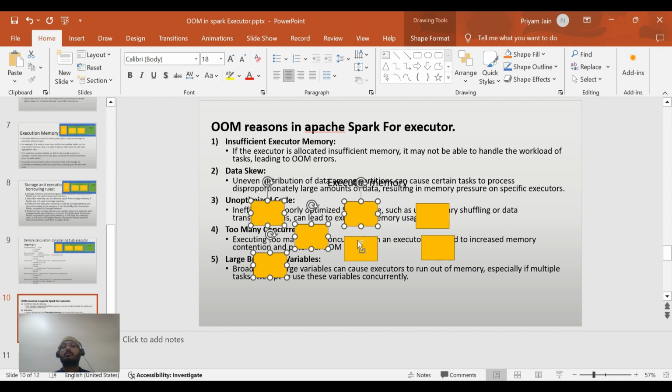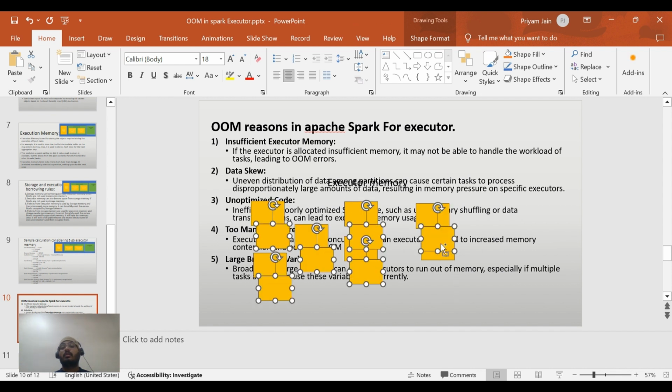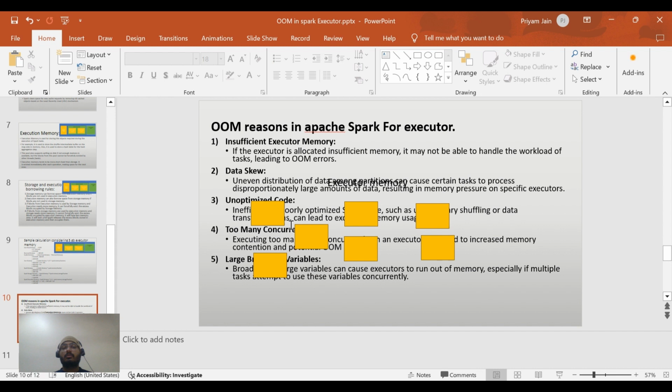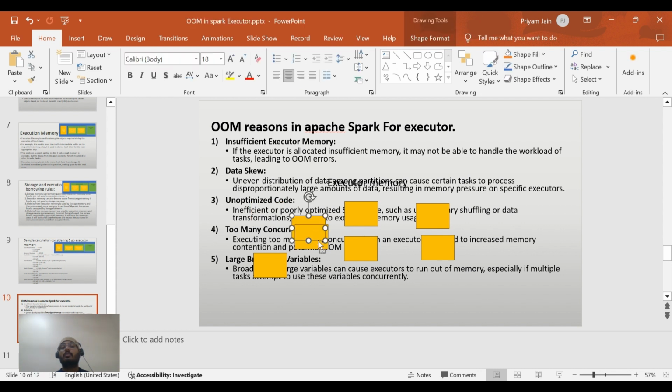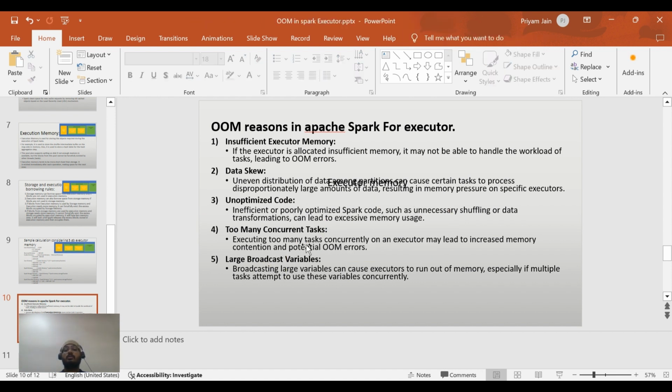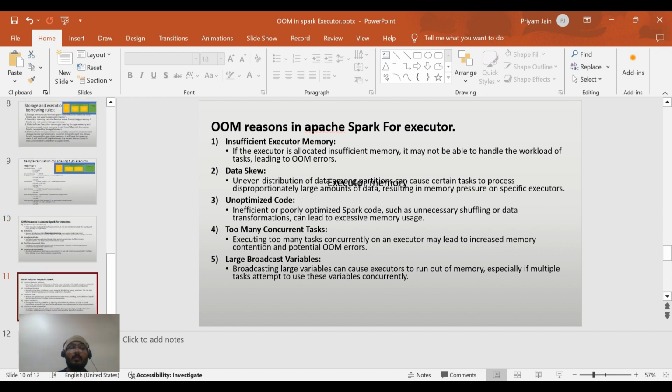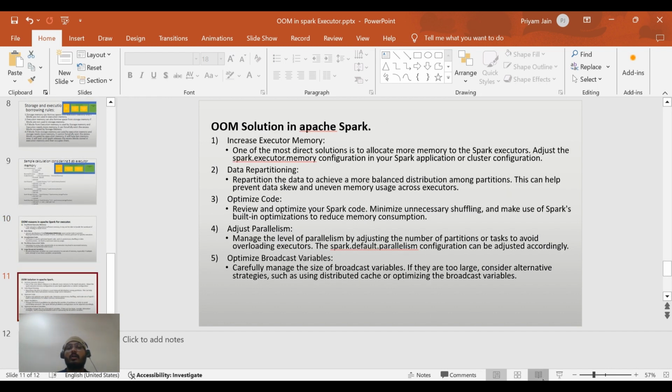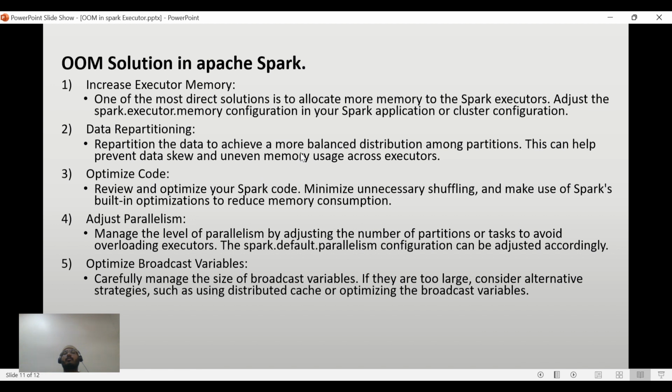Then these are the possible causes for getting out of memory exception in executors of Spark. Then let us come to the solutions for that, right? Solutions are very easy, like increase the executor memory. We can increase the executor memory.